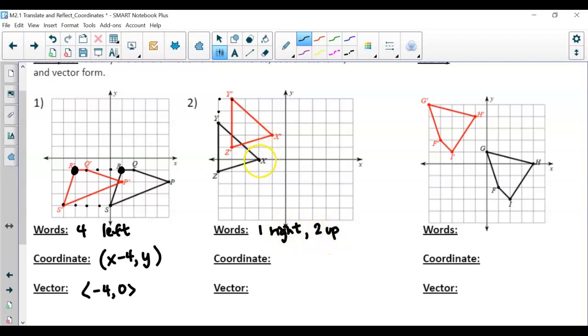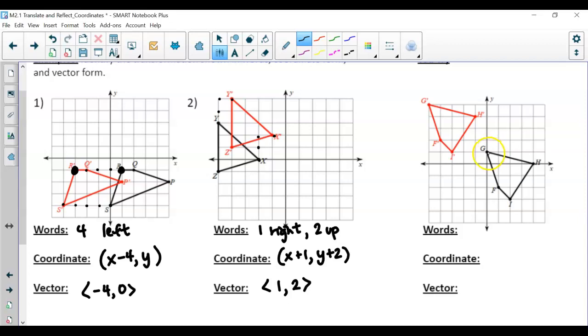So again, just make sure with X, right? 2 up, 1 to the right. So coordinate form, left and right is your X, and we're going to the right. So X plus 1, and we're going up. So Y plus 2. Therefore, in vector form, this would be 1, 2. So go ahead and pause the video and try the U-try on your own.